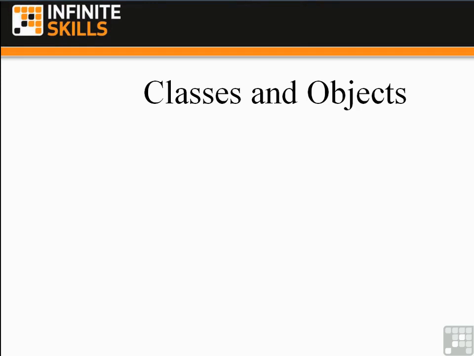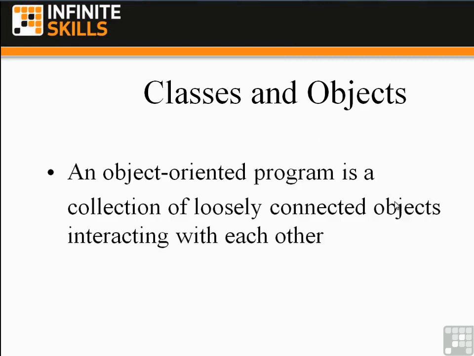And in this lesson, I'm going to give you a brief overview of what object-oriented programming is and what classes and objects are. So let's get started. An object-oriented program is a collection of loosely connected objects interacting with each other. For example, in a payroll program, you have a set of employees. Each one of those employees is an object, and you have a payroll, which is itself an object.